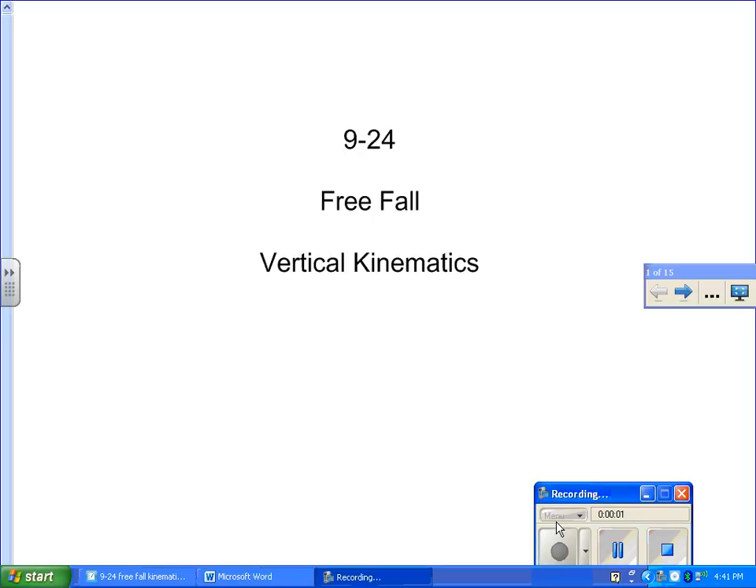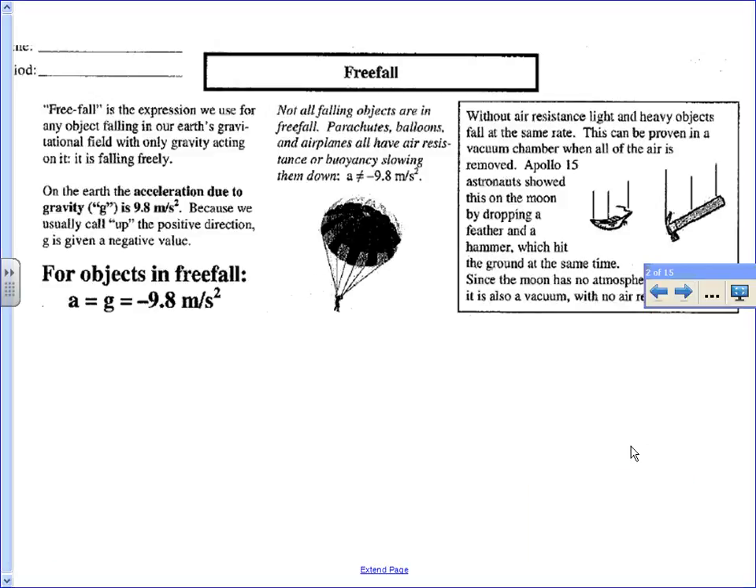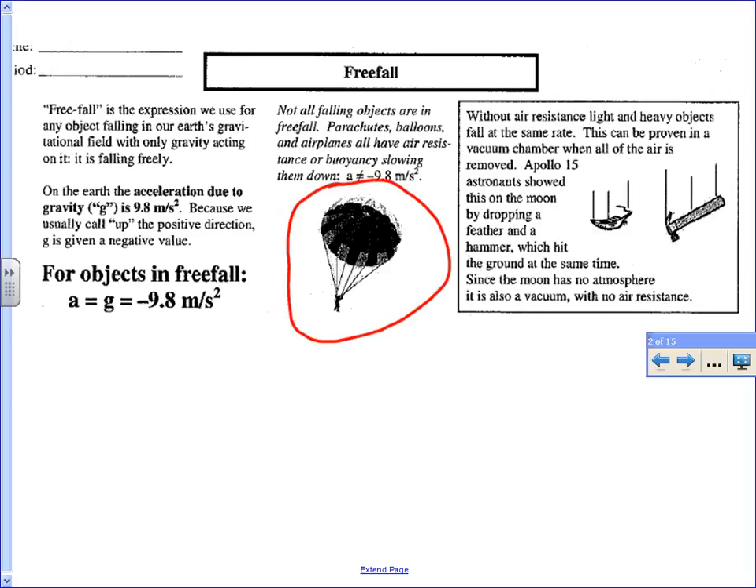Okay, vertical kinematics, free fall, anything in free fall. So what are things that are in free fall? An object is in free fall if it's falling and almost the only influence is gravity, with no air resistance. If you have a lot of air resistance, like the parachute in the middle of our picture, that is not considered free fall. If you are a feather in our regular atmosphere, as it falls down, it doesn't fall straight down, it floats down. So that is not considered free fall.